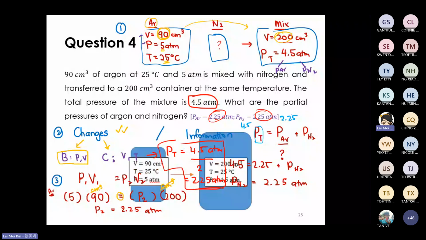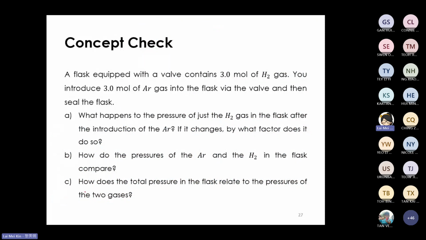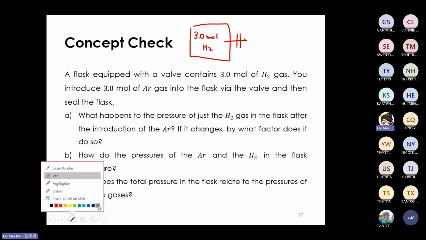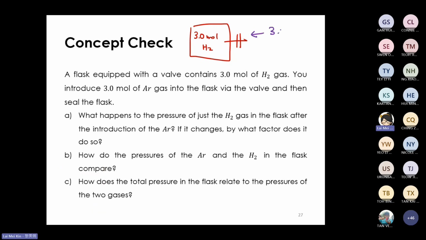All right, I think one more slide. Just discuss this, then I'll let you off for a short break. I have a flask, and this flask is equipped with a valve. A valve means a tap that I can open and close to allow gases to go in and out. In this flask, I have 3 mole of hydrogen gas. And then I'm going to open the flask and introduce 3 mole of argon gas into the flask.